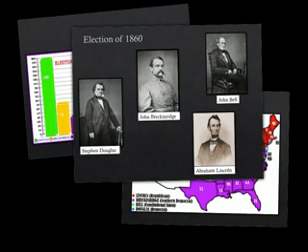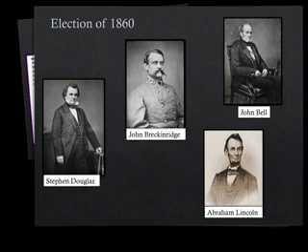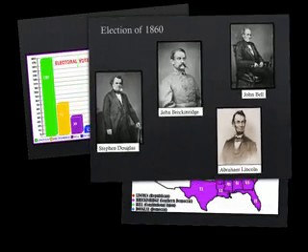Now the election of 1860 rolls around, and we have 4 candidates: Abraham Lincoln, John Bell, John Breckinridge, and then Stephen Douglas. Now, if you have 4 candidates, it's going to be very difficult to win the majority. It's for sure the majority of the popular vote, but the popular vote is irrelevant when it comes to the Constitution. To become president, you must have the majority of the Electoral College vote.